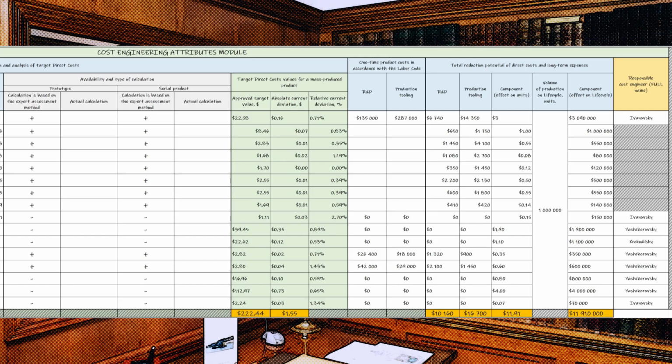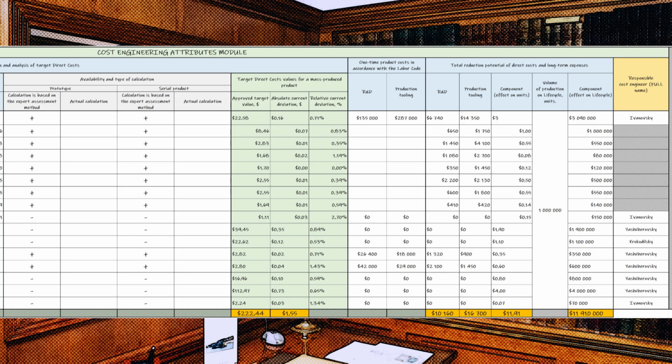The target direct cost values for a serial product sub-block contains the columns approved target value, absolute current deviation, and relative current deviation. In this example of filling in the BOM, the values of the approved target value column correspond to the values of the target direct cost calculated by the value analysis method, given in the value analysis method column of the list of methods used to calculate target direct cost by the cost engineering service block. Conditionally, we can assume that the cost engineer in this case considered that the values calculated by the value analysis method are the most reliable for the current milestone of the project.